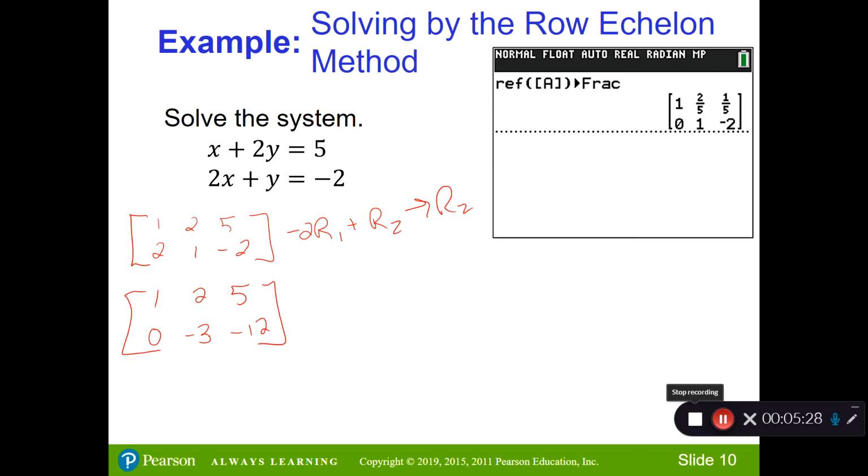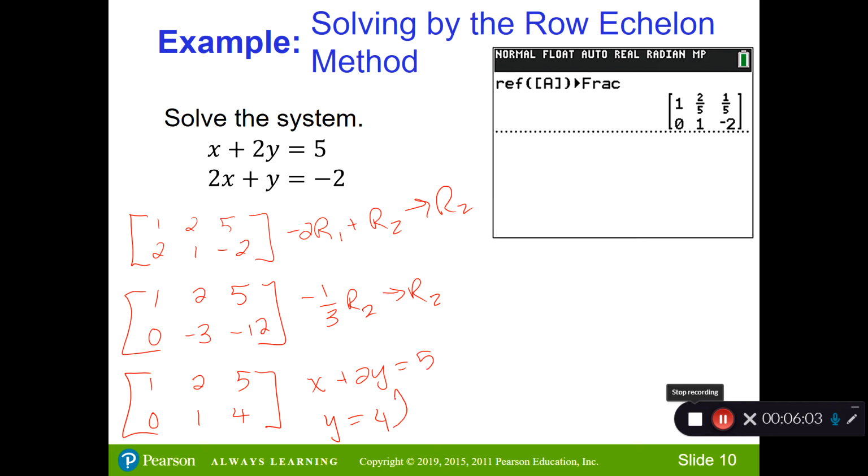Now to get to echelon form, I need a 1 here. So I'm going to divide row 2 by negative 3 and put it back where row 2 is. So row 1 stays the same. 0 divided by negative 3 is 0. Negative 3 divided by negative 3 is a 1. Negative 12 divided by negative 3 is a positive 4. So notice this tells me from this last equation, 0x's plus 1y equals 4. And then from the top equation, 1x plus 2y equals 5.